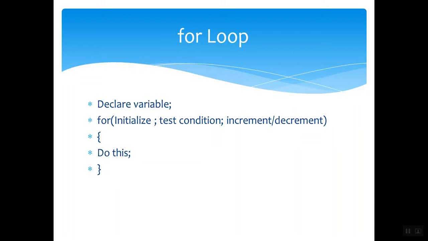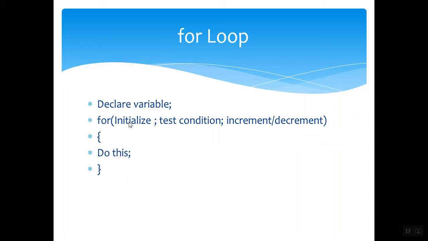If you see here, in the for loop, first we declare the variable, and after for we have three placeholders. First is initialize, then semicolon, then test condition, then semicolon, and third is increment or decrement. Inside this we have the activity which we want to perform. This activity will be performed again and again till this test condition is met. Till this condition is true, this activity will keep happening.